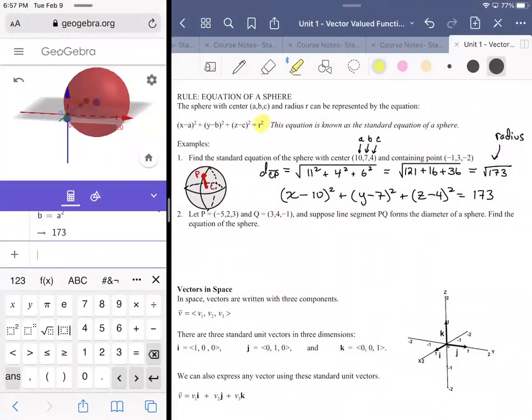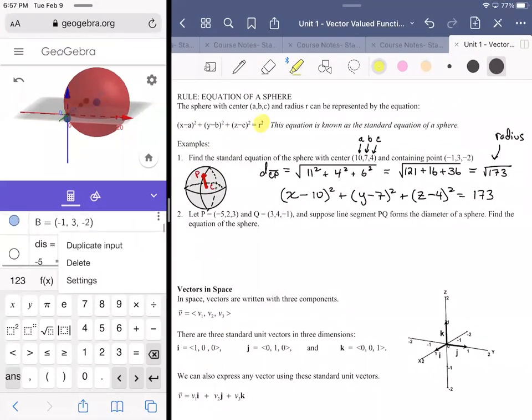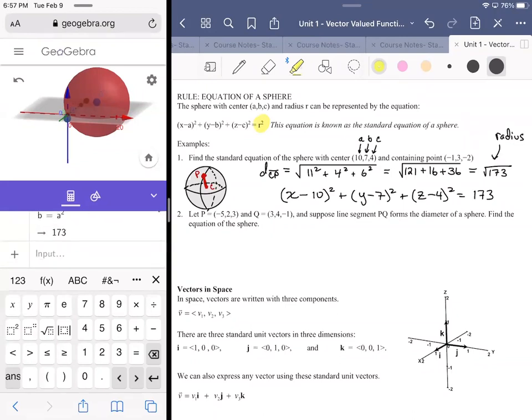All right. So it takes a little doing on GeoGebra. I got this little extra business that I don't want here, but you can get your values that way. It's not unreasonable.